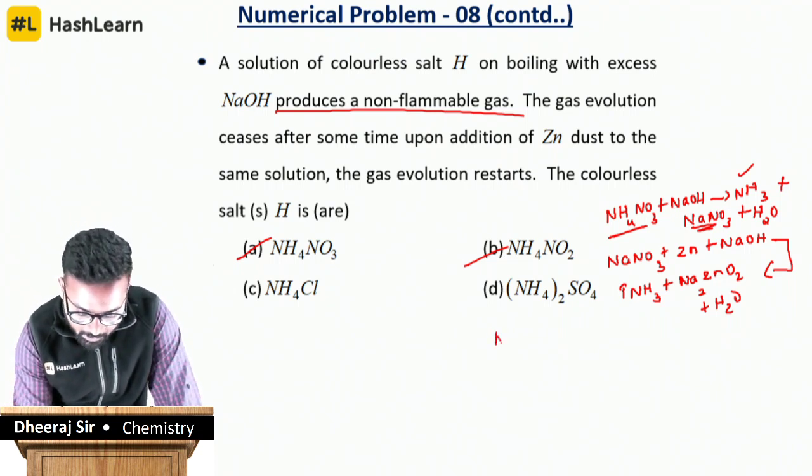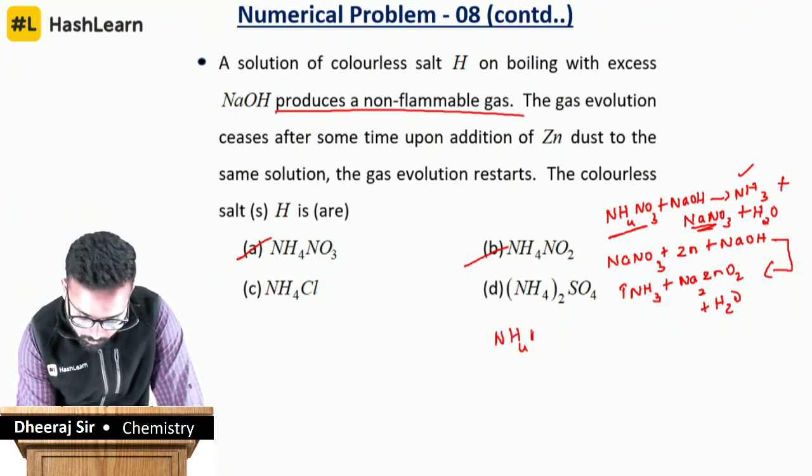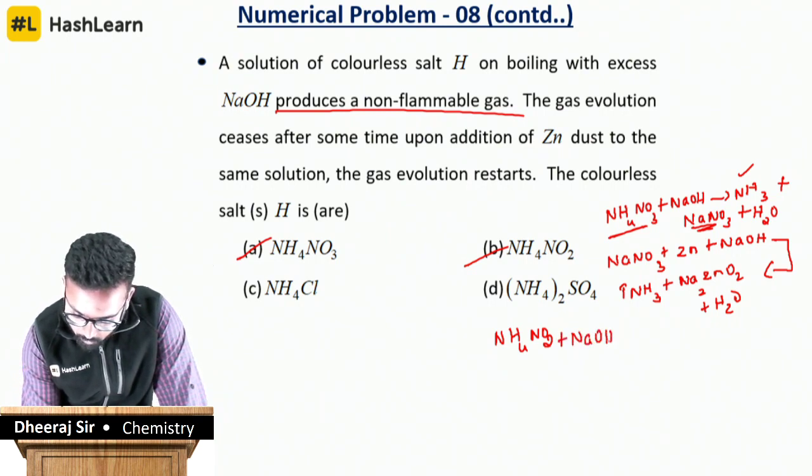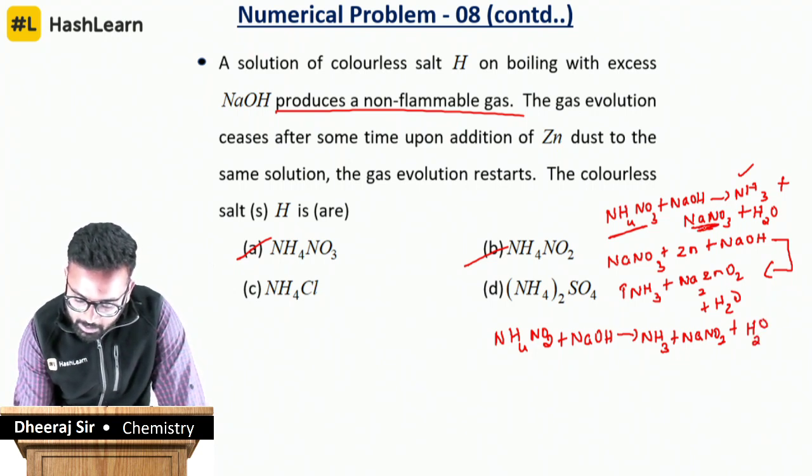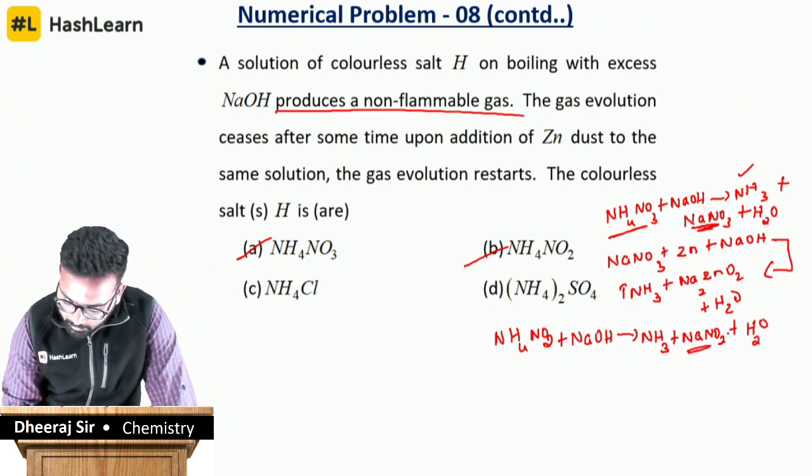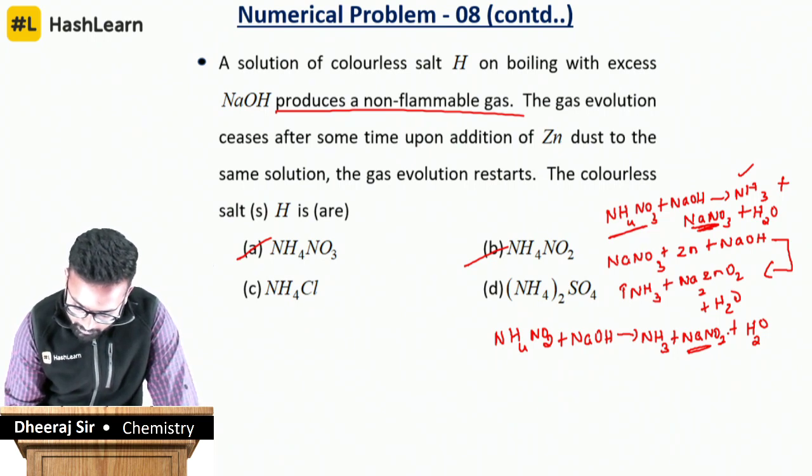If you want to look at that reaction, NH4NO2 will react with NaOH to give you NH3 plus NaNO2 plus water. So the first step is similar. Instead of sodium nitrate being formed, I'll get sodium nitrite, which then can further react.